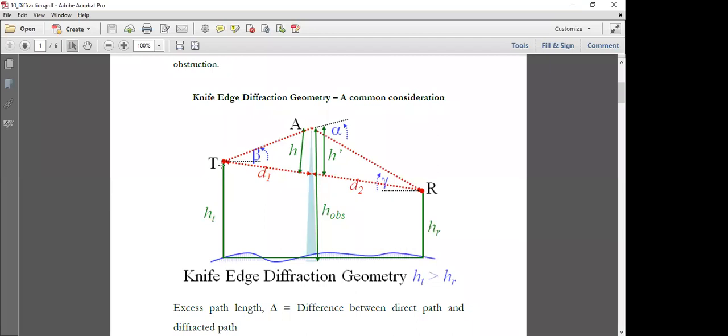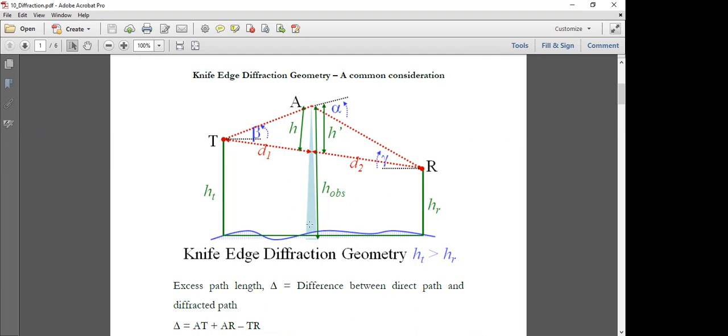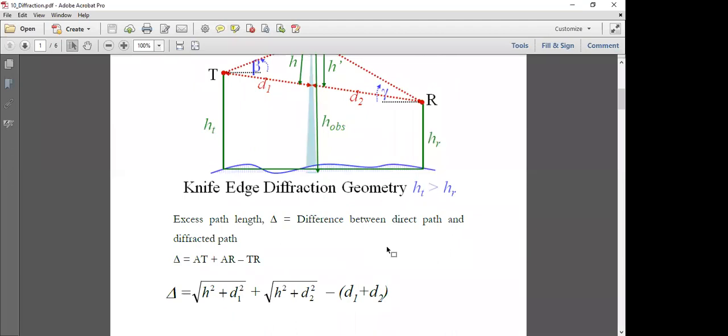So the top edge of the building can have diffraction. From the transmitter point T, the signal will be incident on A, and then the diffracted wave will have different directions, but we are interested in the component that is traveling towards R. So AR will be the path for the diffracted component. Now we would like to derive how much power we get at the point R because of diffraction. That's the whole purpose of this discussion.